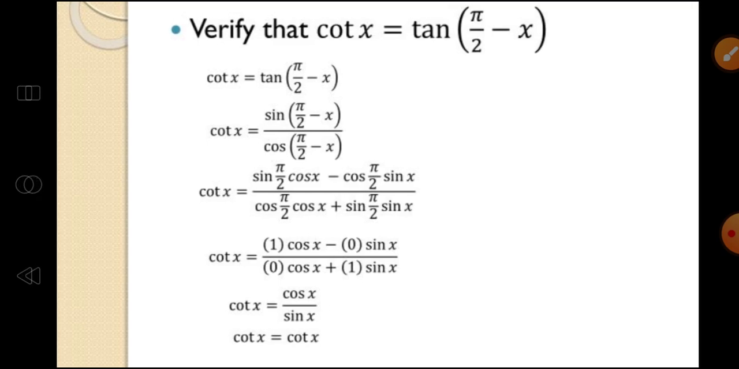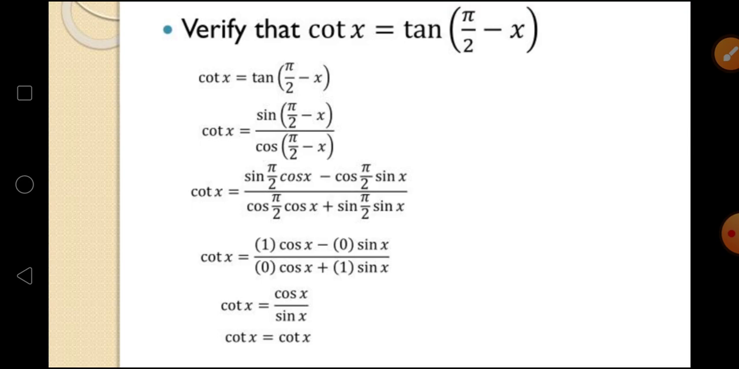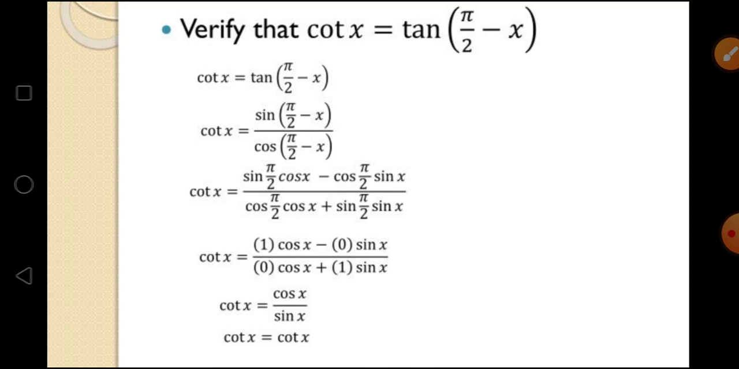So use the identity sin of alpha minus beta. In the denominator we have cos of alpha minus beta. So in the numerator sin alpha cos beta minus cos alpha sin beta. In the denominator we have cos alpha cos beta plus sin alpha sin beta. Now you substitute the values of sin pi by 2 and cos pi by 2. Sin pi by 2 is 1 and cos pi by 2 is 0. So when you simplify the right hand side we have cos x by sin x. So that is equal to cot x.